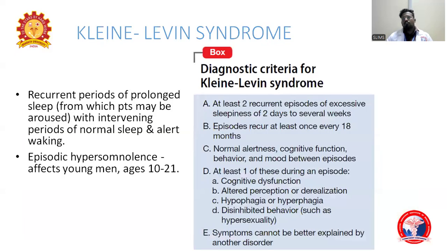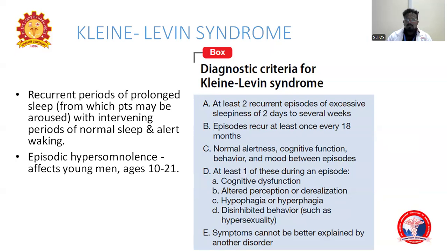Next is Kleine-Levin syndrome. Kleine-Levin syndrome is recurrent periods of prolonged sleep from which patients may be aroused, with intervening periods of normal sleep and alert waking. Episodic hypersomnolence affects young men between the ages of 10 and 21. At least two diagnostic criteria of Kleine-Levin syndrome: at least 2 recurrent episodes of excessive sleepiness lasting 2 days to several weeks.